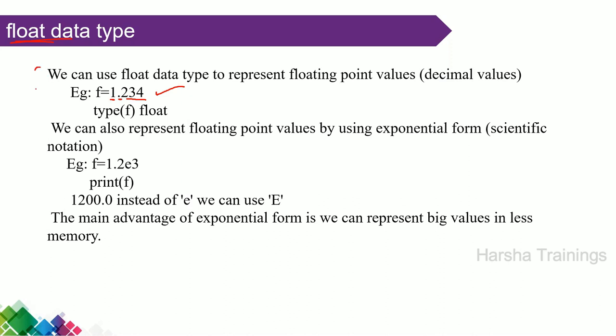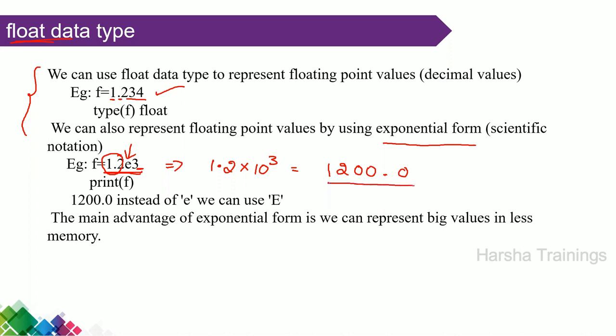Now, along with this, we have another way, that is exponential form. In exponential form, we are using the notation E. What is the meaning of this one? Here 1.2 is called the mantissa. 3 is called the exponent. This is practically 1.2 into 10 cube. That is the answer, 1200.0.